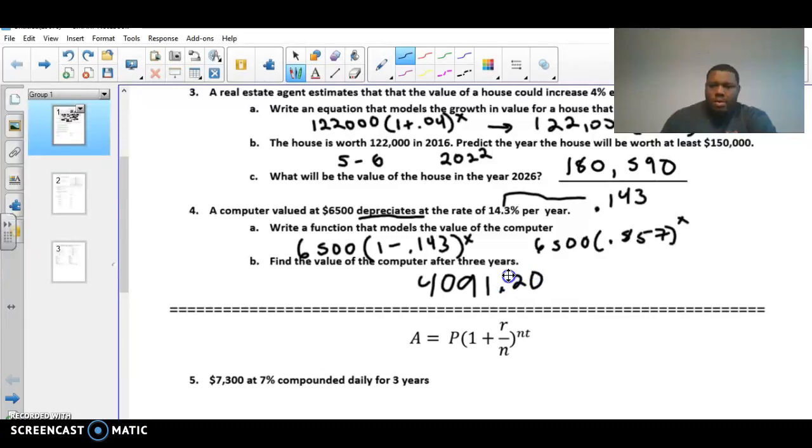All right, so that's your 2 word problems, growth and decay. Make sure you practice that. The things to remember here is if it's a growth, it must be larger than 1. If it's a decay or depreciates or loses value, it needs to be less than 1. So subtract that decimal, whatever your rate is, from 1, guys. Okay.